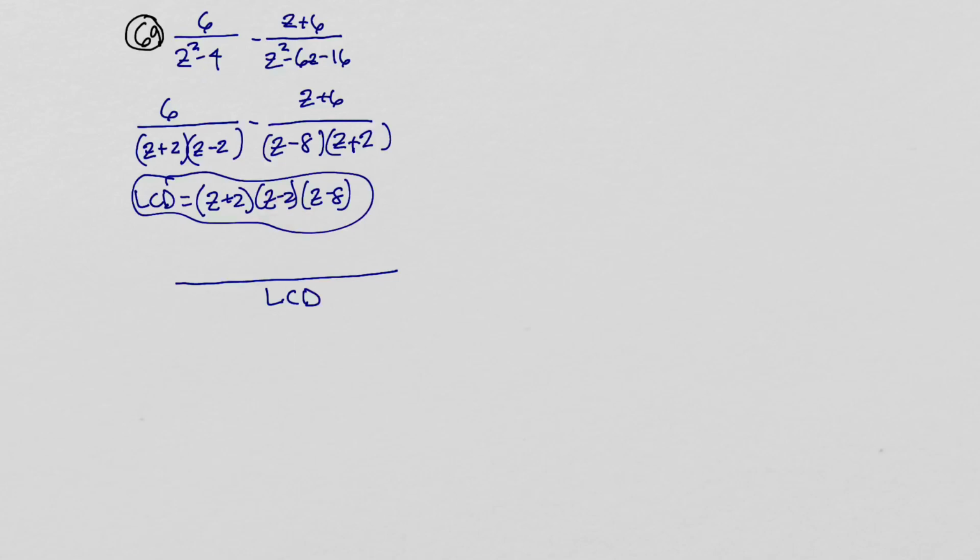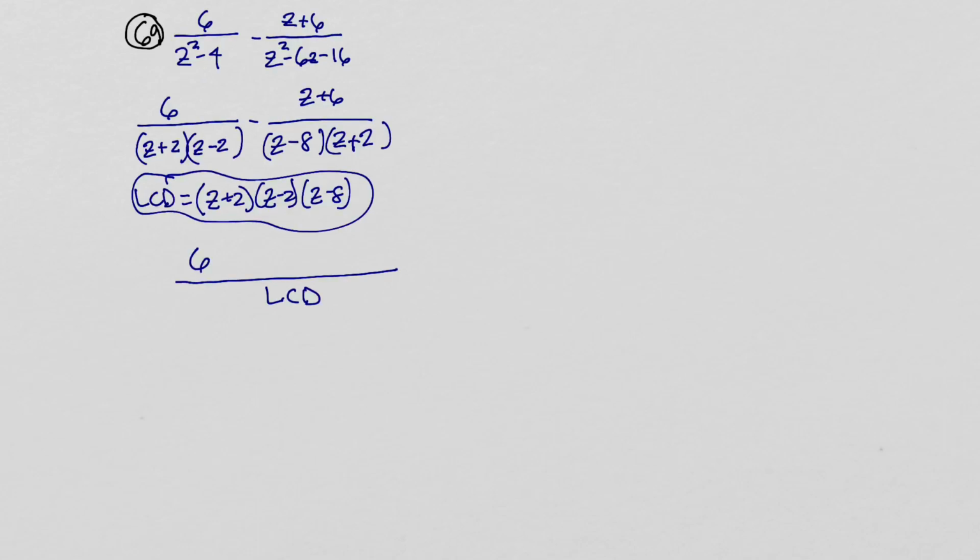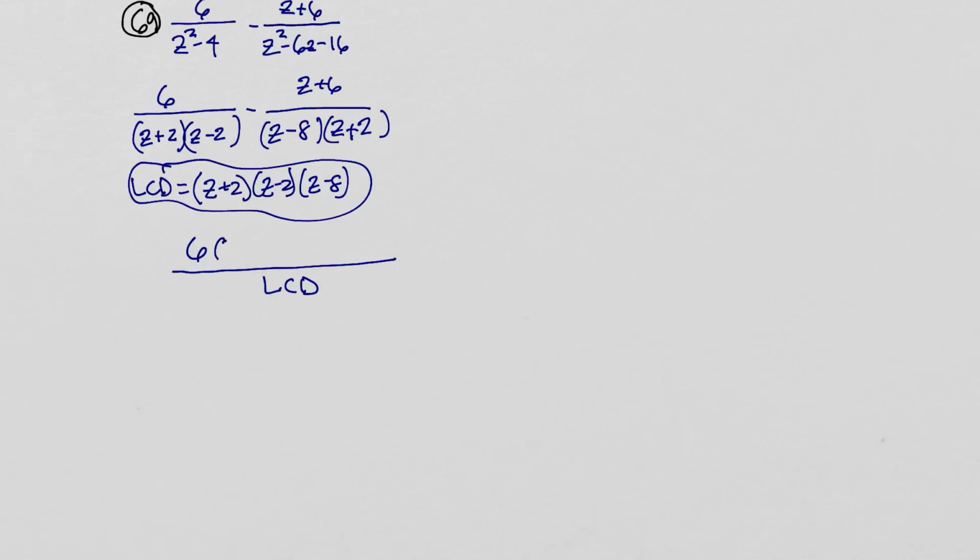Now, what we'll have to do is make adjustments, if necessary, to the top. So what about this 6? Any adjustment necessary? Well, let's do this. Compare the original denominator to the new one. Now here's the original, z plus 2, z minus 2, and you can see that it's being multiplied by z minus 8. So if we multiply the denominator by z minus 8, we need to multiply the numerator by z minus 8. So let's adjust that by multiplying by z minus 8.